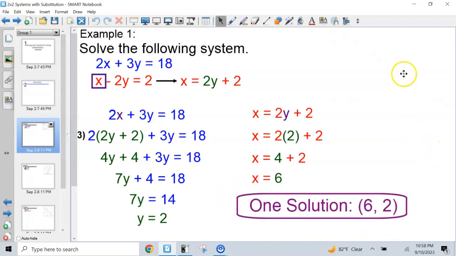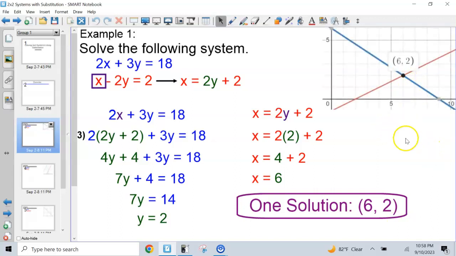You don't need the graph, but here's a graph in Desmos. It did cross at (6, 2).